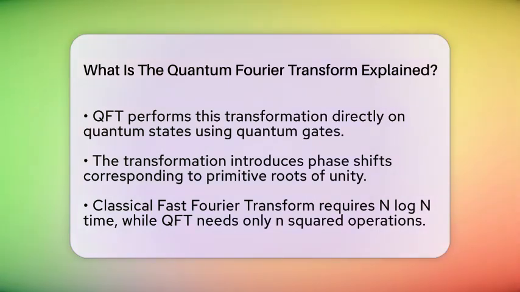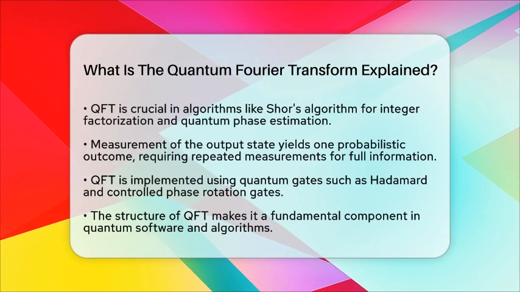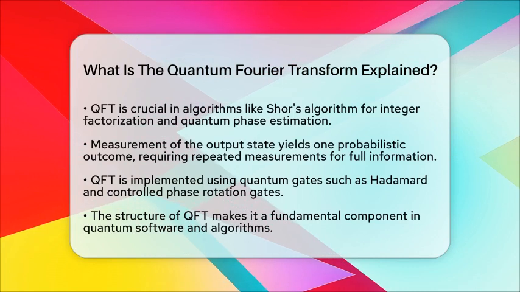However, there is a catch. When you measure the output state of the quantum Fourier transform, you only get one outcome probabilistically. This means the complete Fourier transform information is not directly accessible. To get the full picture, you need to perform repeated measurements and additional algorithmic steps.